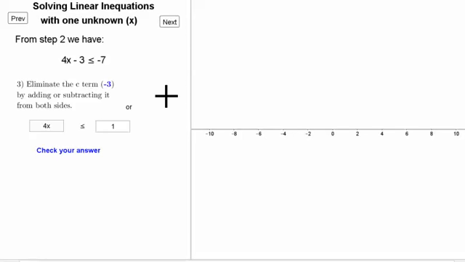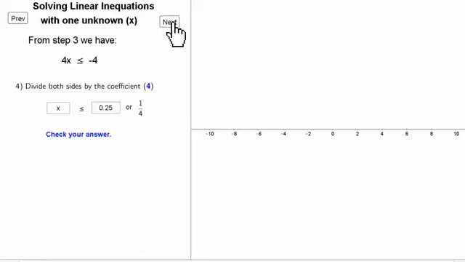We now need to eliminate the negative 3, so the c term. This means that we add 3 to both sides. Negative 7 plus 3 is negative 4. And we're down to one step to go. So 4x is less than or equal to negative 4. Go to our last step.